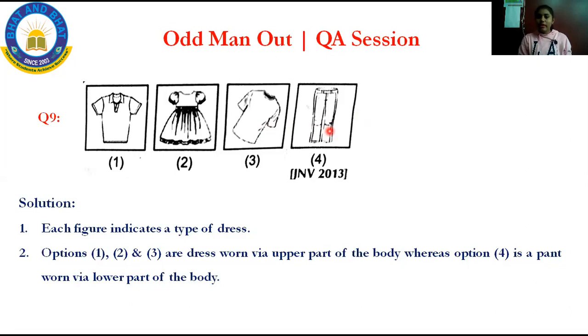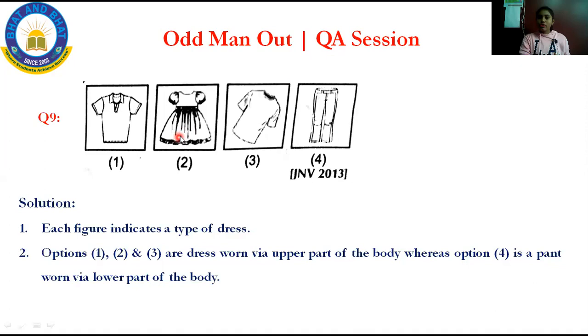Now your doubt is, okay, what is your doubt? Ma'am, the frock is worn only by girls, and the rest are all for boys. You will be having that doubt. But see, even girls can wear a t-shirt and pant, right? So what is the analysis there?